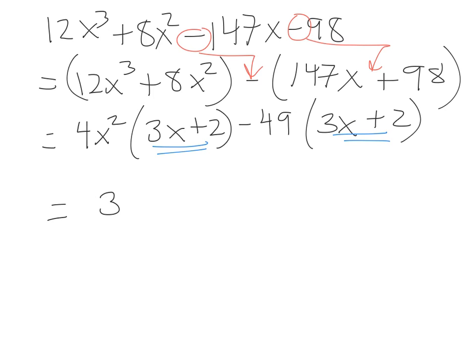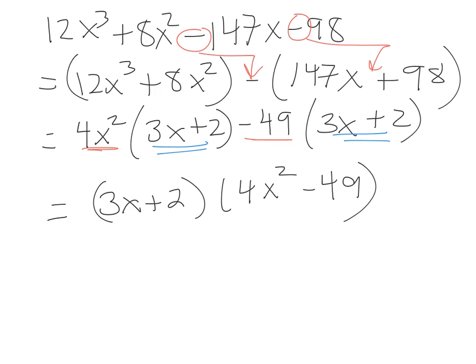So we write down the 3x plus 2. And then left over, we would have a 4x squared and a minus 49. Alright, now a common mistake that students make is they stop right here. After you factor by grouping, check this one carefully.